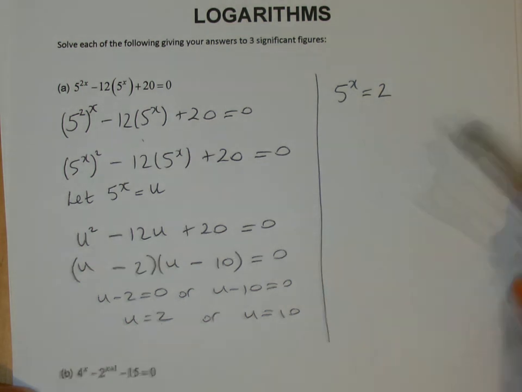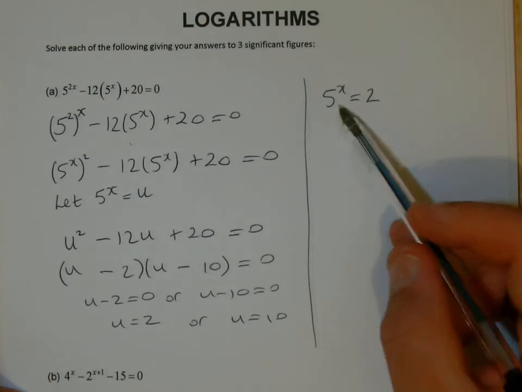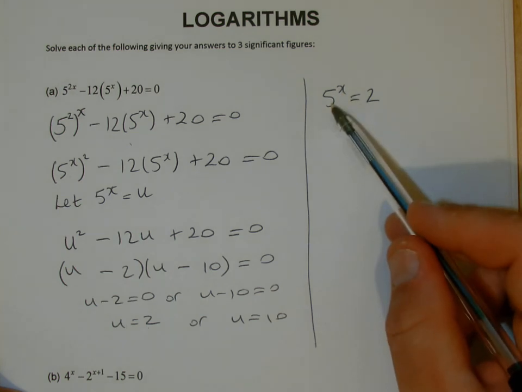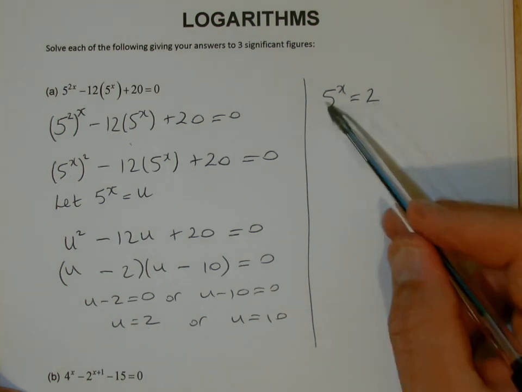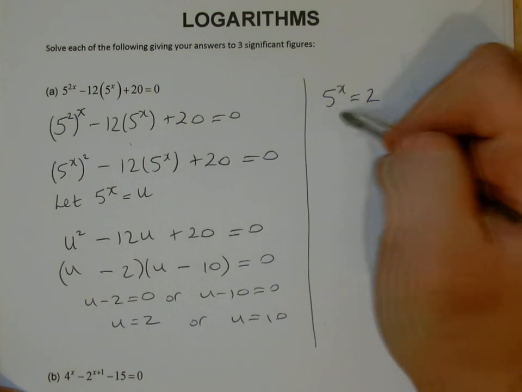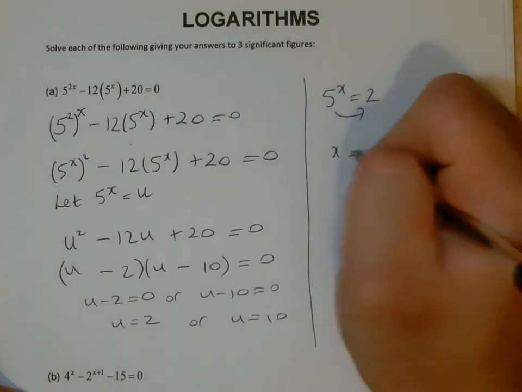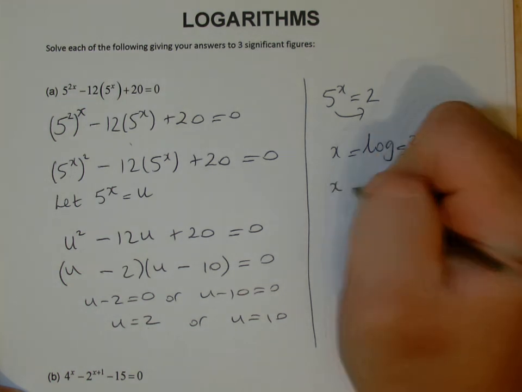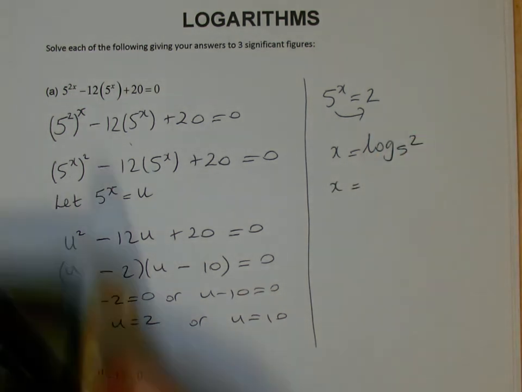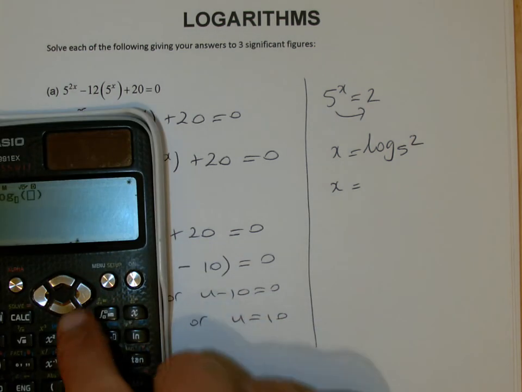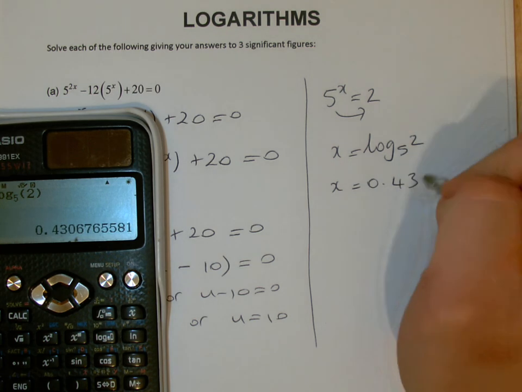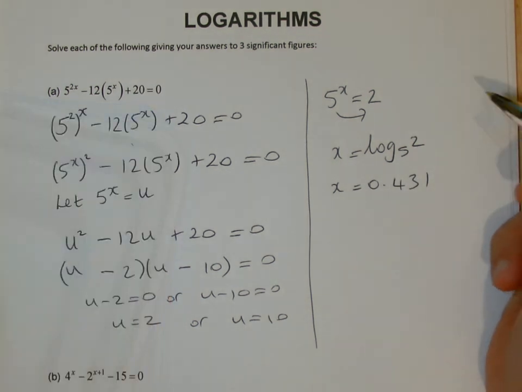So remember, using our understanding of logarithms, because we want to work out the power x, we can take that base over, we can swing it over and it creates the logarithm. So x will equal log to the base 5 of 2. I get my answer out using the calculator to be 0.431, to three significant figures.